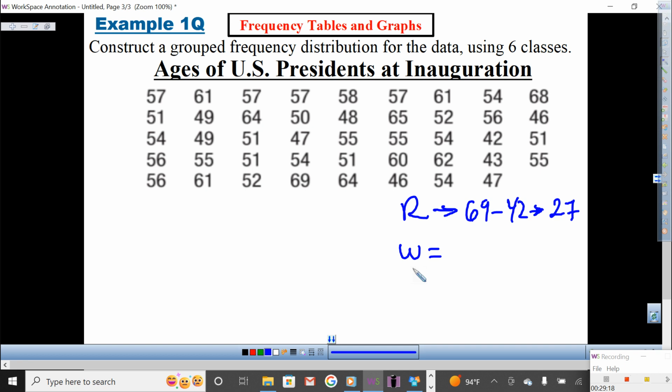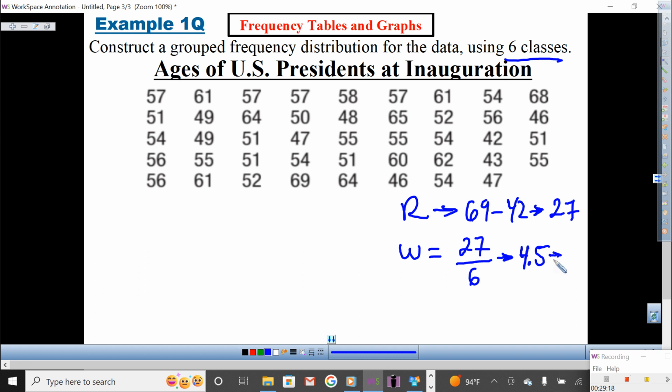Melissa, pass someone. Lynn, how do we find the width? Divide the range by the classes, which in this case are only 6. Okay, so pass someone so that they can give me that value. Patricia, what'd you get for 27 divided by 6? 4.5. All right, pass someone.